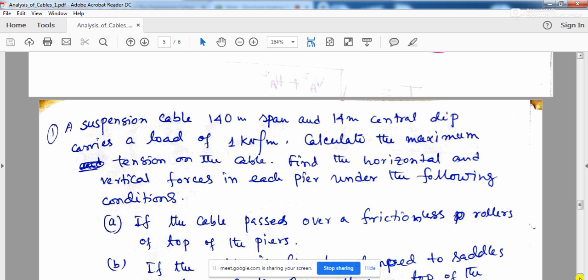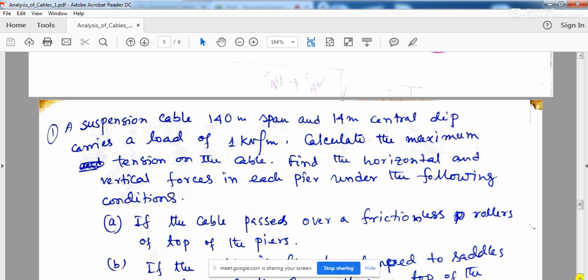If you can find out the maximum tension in the cable, from that you should be able to find out the area of cross section of the cable. After that, another question is asked: find the horizontal and vertical forces in each pier under the following conditions. Pier means the support through which the cables are being supported.